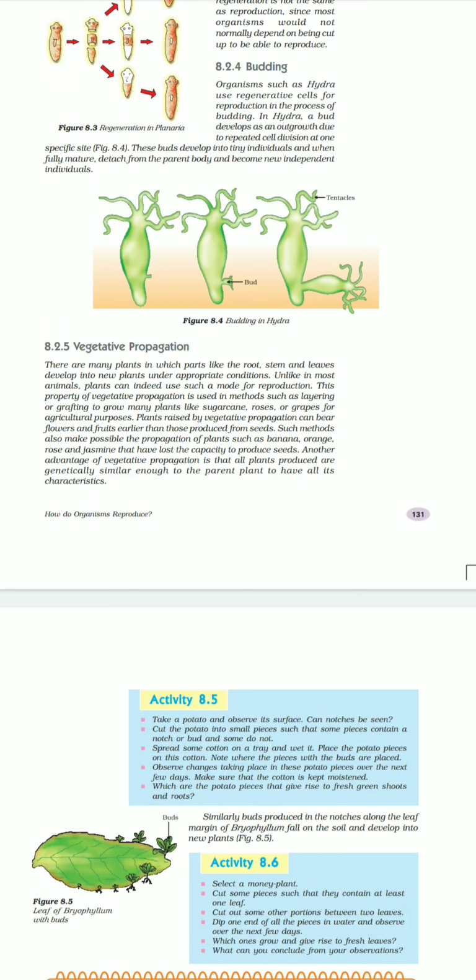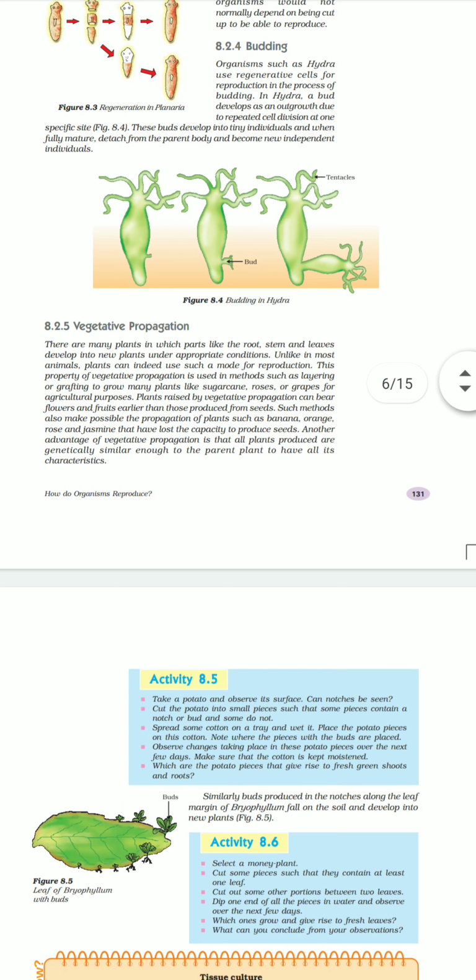Hello students, in this video we are going to discuss vegetative propagation. Vegetative propagation takes place in plants, and as the name says, in this propagation plants develop from the vegetative parts of a plant like root, stems and leaves, and it generally takes place in many perennial plants. Now vegetative propagation is of two types, that is natural and artificial.